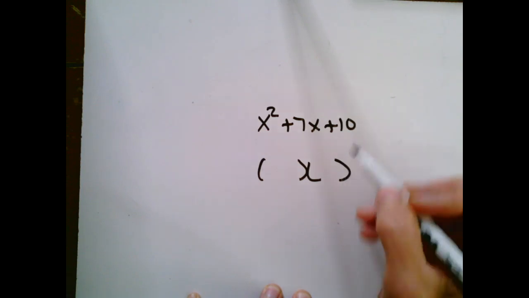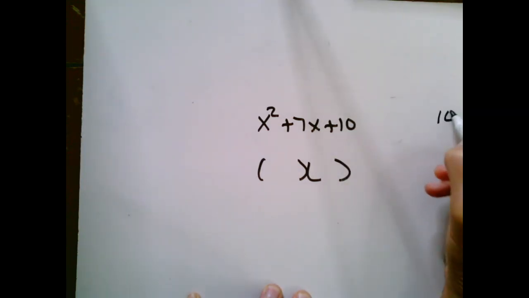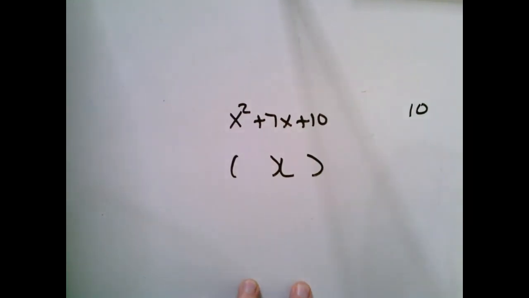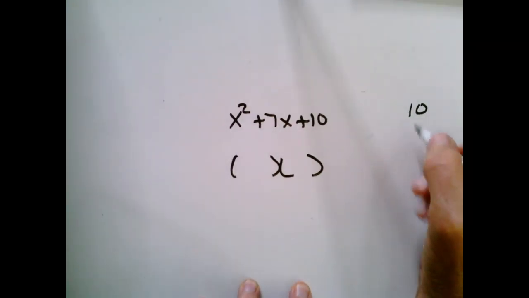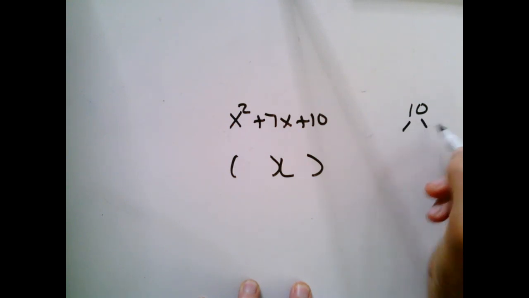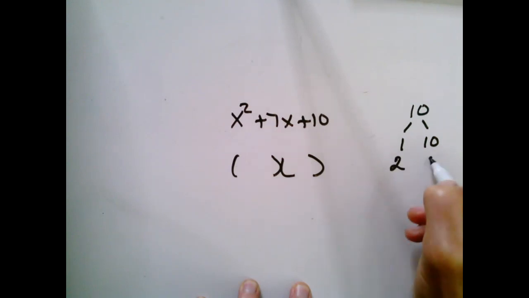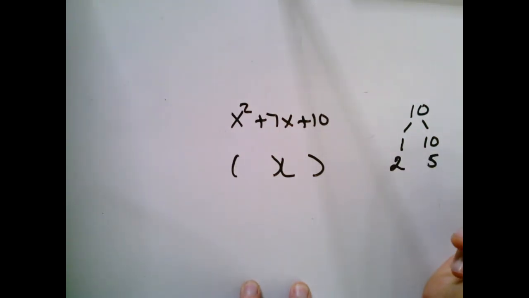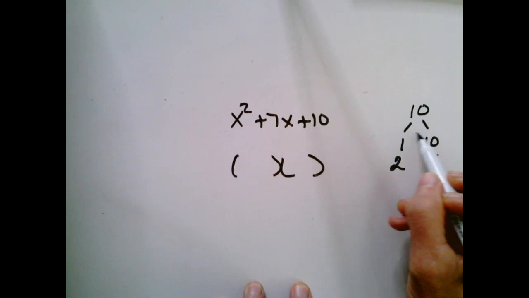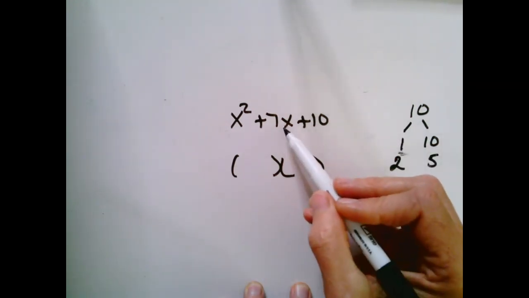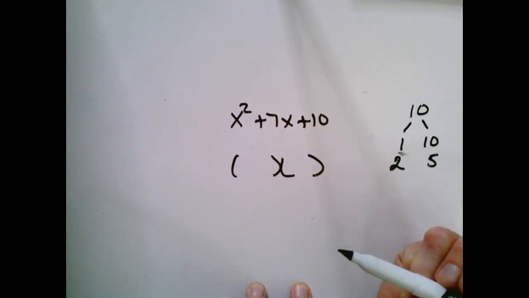So the first thing that I'm going to do is take this 10 and move it over here, and I'm going to use my multiplication facts and break down 10. So I know that 1 times 10 is 10, and 2 times 5 is 10, and I believe that's it. Now I need to determine which group will get me a 7 if I either add or subtract them.